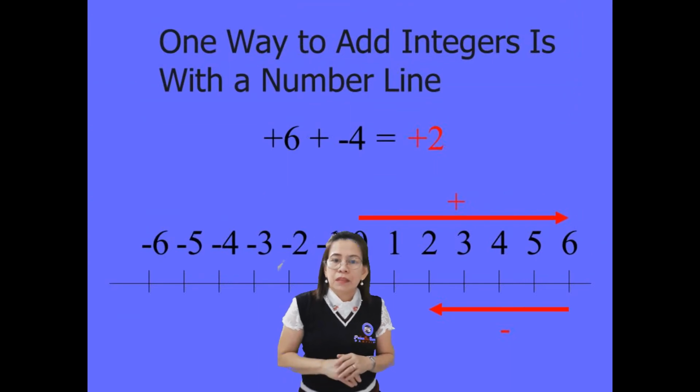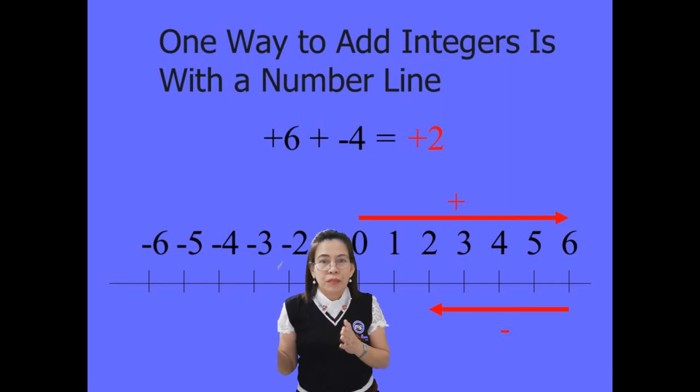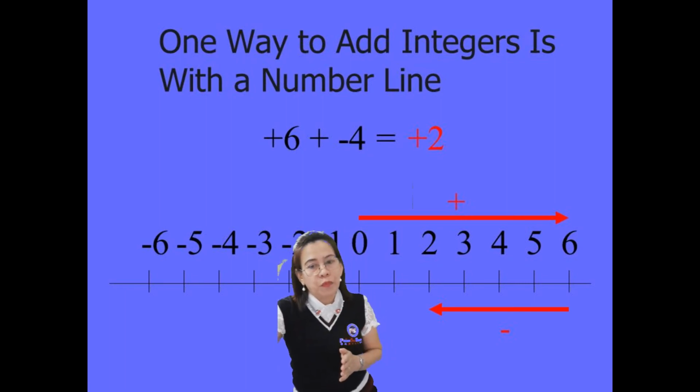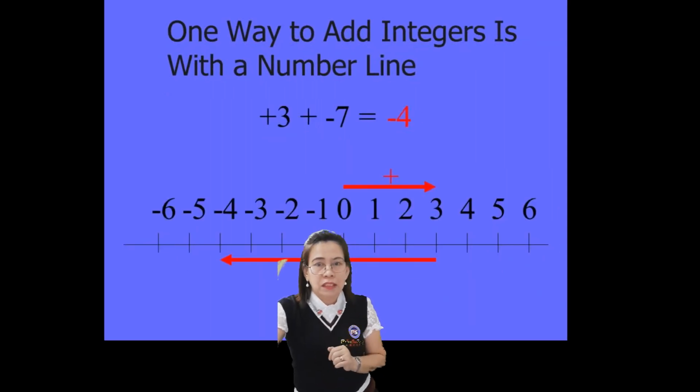Another example, positive 6 plus negative 4. So first you count 6 to the right from 0 again. Then from 6, you count 4 to the left. So you will end up with positive 2. So the answer is positive 2.